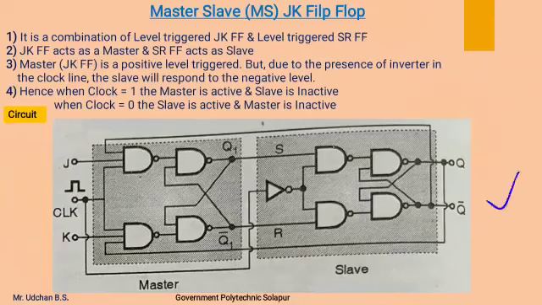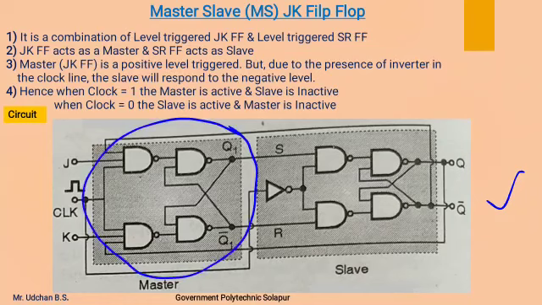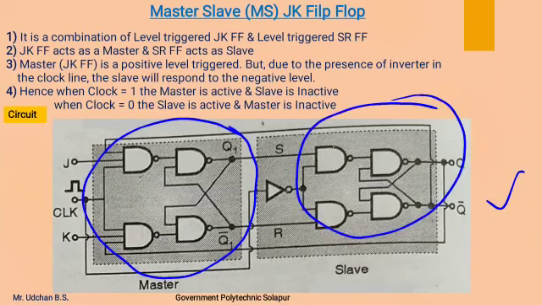Now this is the block diagram of master slave JK flip-flop. It is the combination of level triggered JK flip-flop and level triggered SR flip-flop, in which the level triggered JK flip-flop acts as a master and level triggered SR flip-flop acts as a slave.